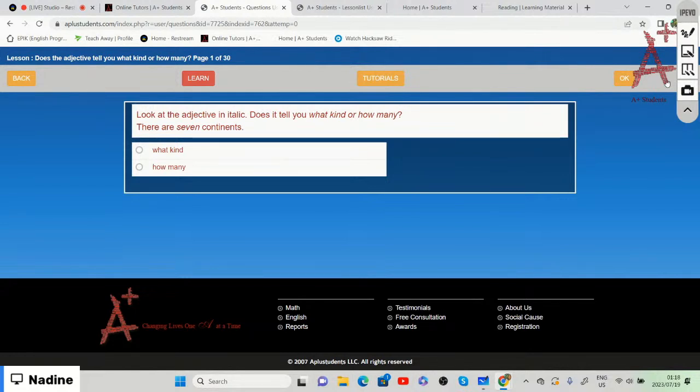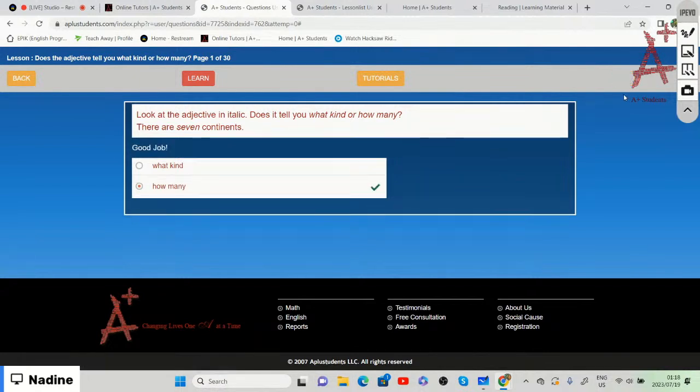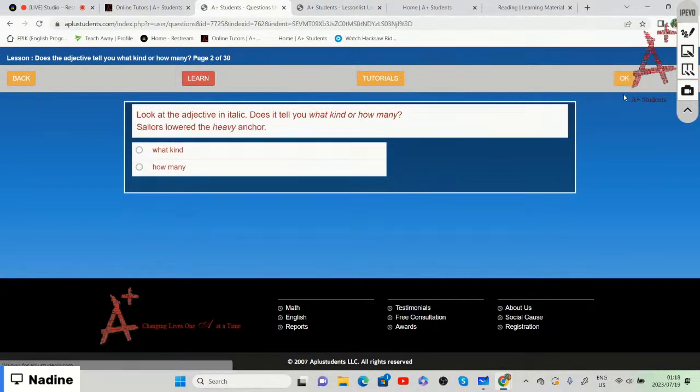There are seven continents. So the word seven, that is in italics, does it tell us what kind or does it tell us how many? So seven continents. Which means that seven tells us how many continents there are. So there are seven continents. They tell us how many continents there are.